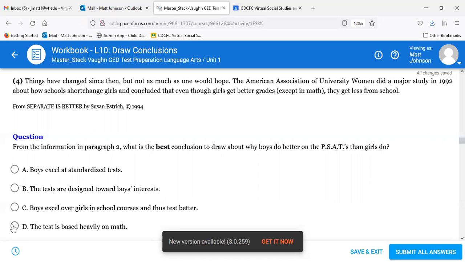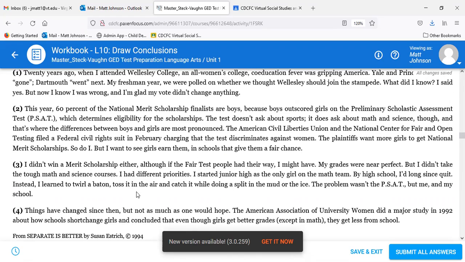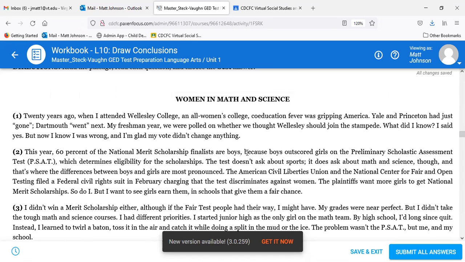D is in dog. Right. So just looking at paragraph 2, it's all about how boys outscore girls in the Preliminary Scholastic Assessment Test, which determines eligibility. And then we see here the test doesn't ask about sports. It does ask about math and science, though. And that's where the differences between boys and girls are most pronounced.